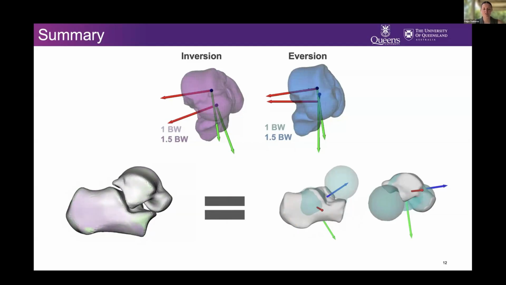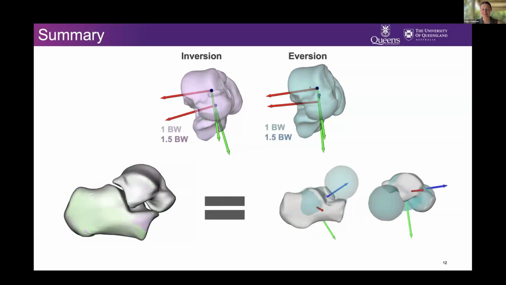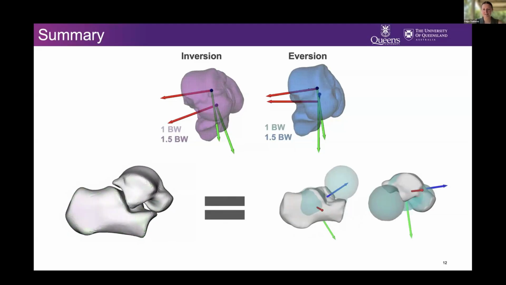So while our shape features aren't directly tied to our mechanics, it appears that there's going to be a lot of indirect application there. So overall, we do believe that shape still plays a pretty meaningful role when it comes to our subtalar joint function. So that's where I'm going to end this part of the talk.